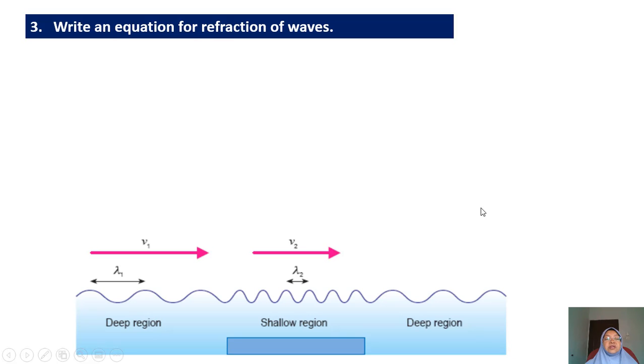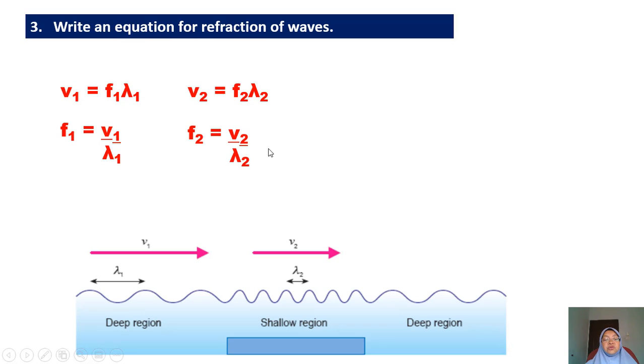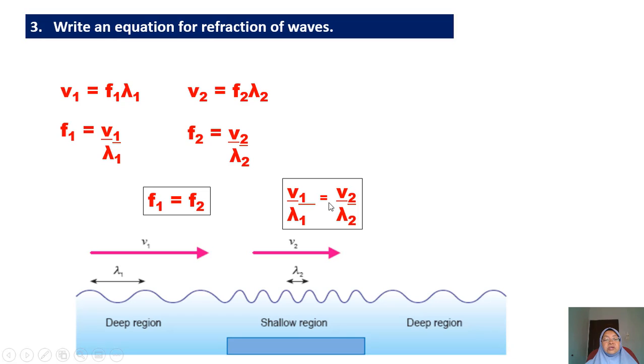Now we write an equation for refraction of wave. Okay, so we have the formula v1 equals f1 lambda 1. Let's say this is the deep region. And for the shallow region, v2 equals f2 lambda 2. Now we have f1 equals v1 over lambda 1, same with f2 equals v2 over lambda 2. And we notice that the frequencies for deep region and shallow region are equal. So the equation is equivalent to v1 over lambda 1 equals v2 over lambda 2. So this will be the equation for the refraction of wave.